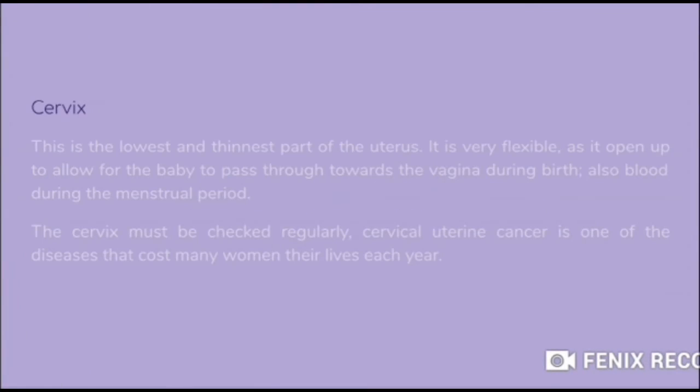Division of the uterus. Cervix. This is the lowest and thinnest part of the uterus. It is very flexible, as it opens up to allow for the baby to pass through toward the vagina during birth. Also blood during the menstrual period. The cervix must be checked regularly. Cervical uterine cancer is one of the diseases that cause many women their lives each year.